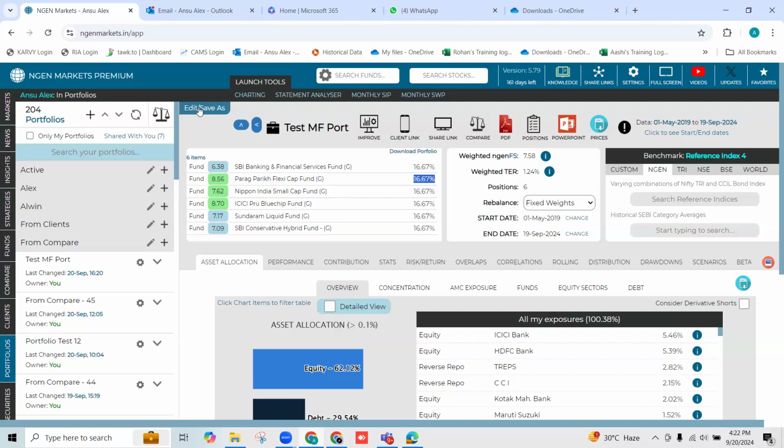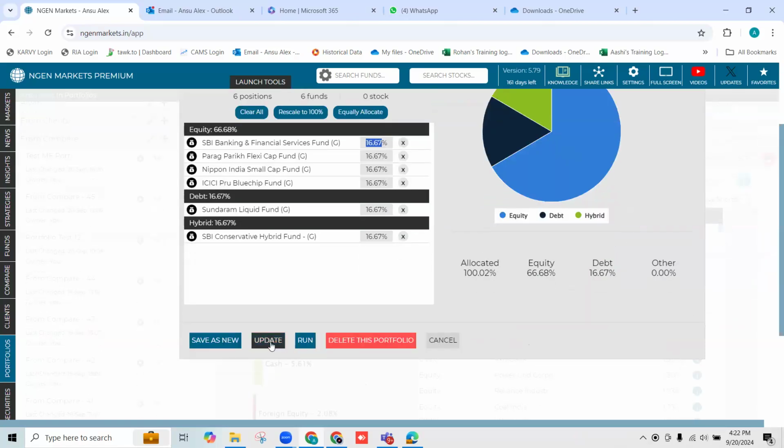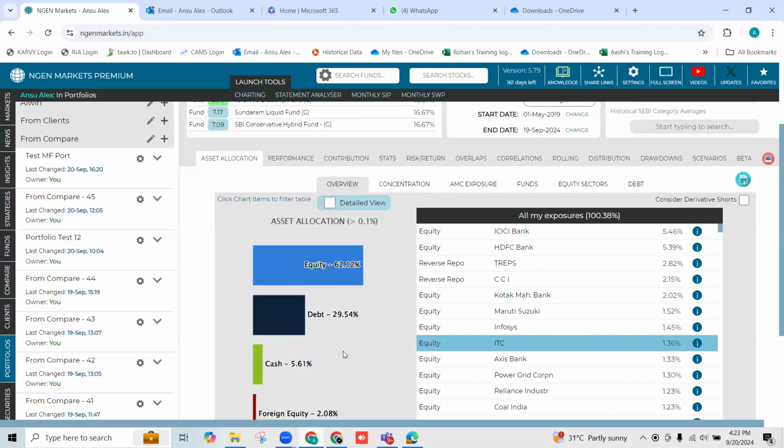Simply click on this edit save as an option. You could manually edit the weightage that you see, enter the weight that you want against each of the funds, and ensure that you either update this or save this as new. I do not wish to make any changes at the moment, so I'll just click on cancel.